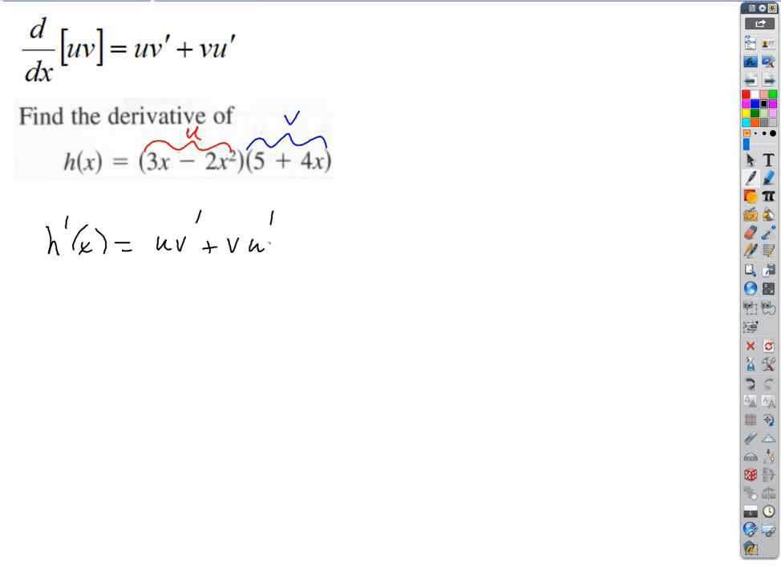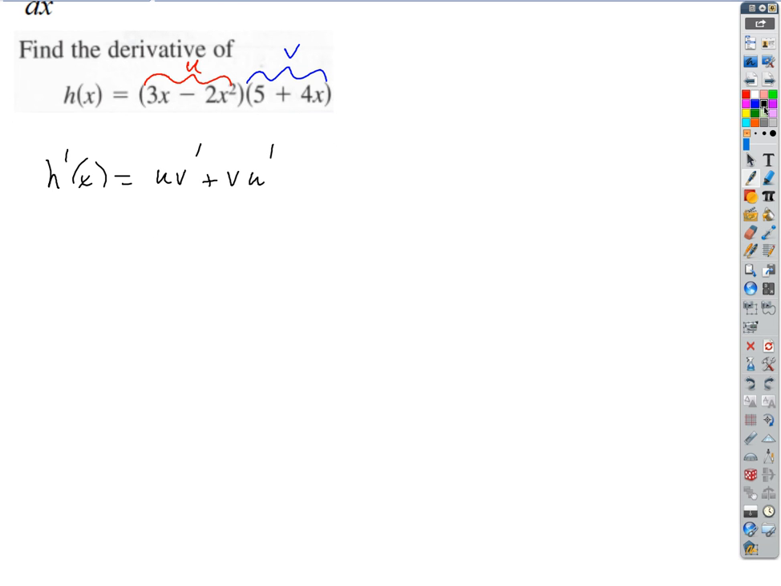Now the way I like to do this, it's worked well for me, is to write derivatives in red and non-derivatives in black. And then you kind of see how the algebra works. So what am I going to do here? What's u? 3x minus 2x squared. Okay. Somebody different. What's v prime? Ryan, what's v prime? That makes sense? Yeah, if that's v, then that's v prime, right?